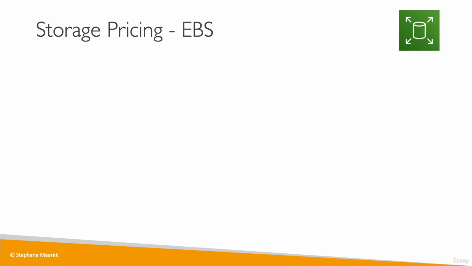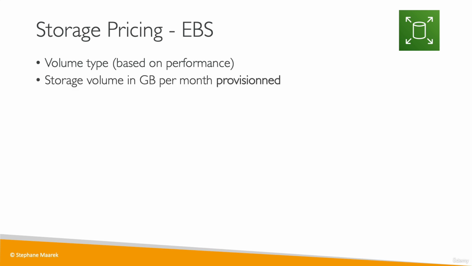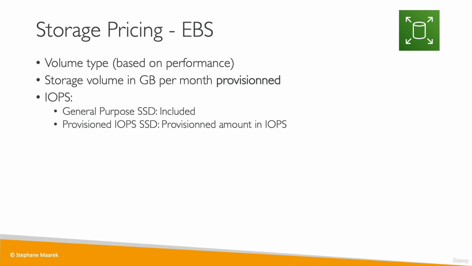A different way to do storage pricing is with EBS. With EBS, we're going to have pricing based on the volume type that we've provisioned, so the performance of that volume, then the size of the volume in gigabytes that you provision in advance. You don't pay per use with EBS. You say, yes, I want a 100 gigabyte EBS volume, and you're going to pay for it regardless of whether you use it or not. Then the IOPS, so the performance of your volume. If it's a general purpose SSD, it's included, but if it's provisioned IOPS, you're going to pay for the IOPS you provision. And for magnetic, the number of requests.